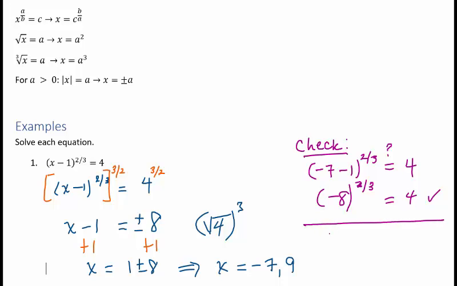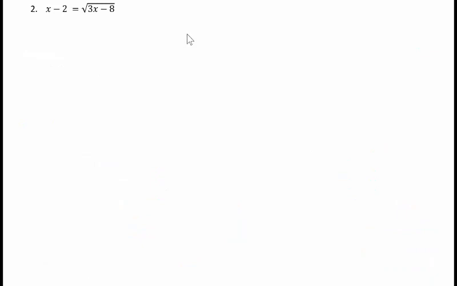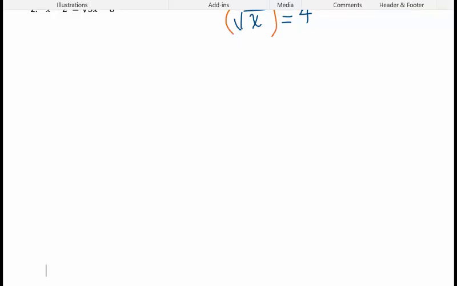And then we'll do the other one. 9 minus 1. We're going to raise that to the 2/3. And we're going to see if the result is a 4. So 9 minus 1 is 8. 8 to the 2/3 is, let's see, the cube root of 8 is 2. 2 squared is 4. And that solution also works. Okay, let's take a look at another kind of problem. So a problem involving a square root, like the square root of x is equal to 4. I would square both sides, and we get x is equal to 16.